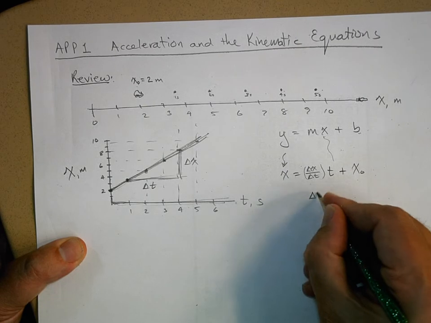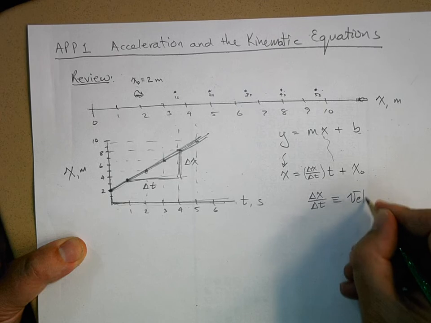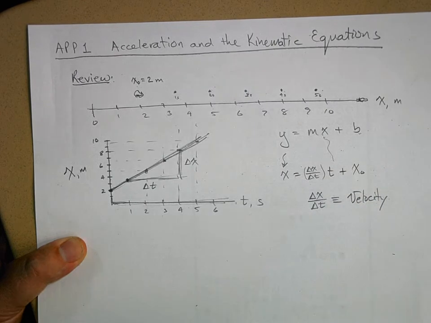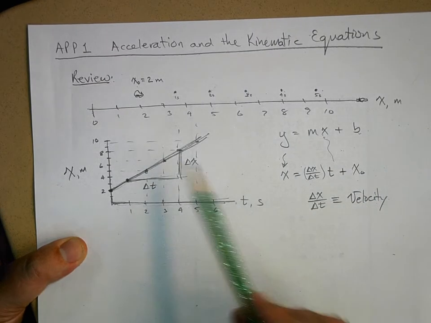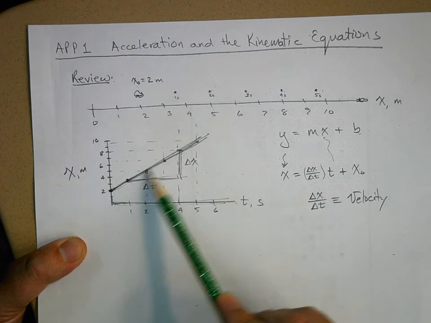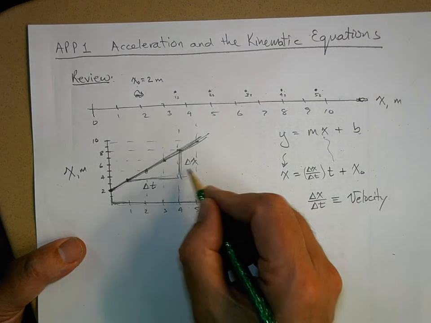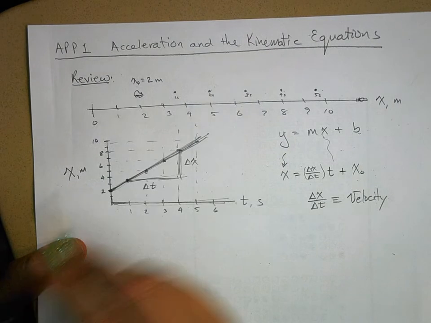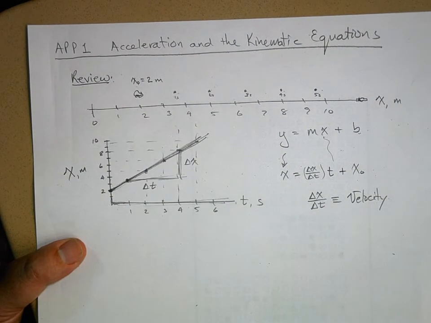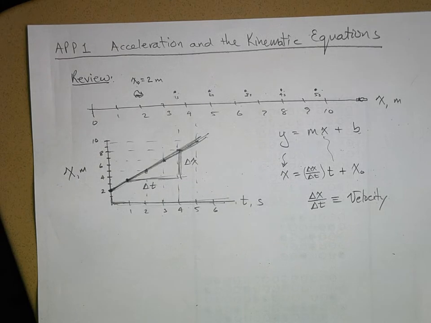Now we said that delta x over delta t, by definition, is velocity, or average velocity. But in this case, since the velocity is a constant, the instantaneous velocity and the average velocity are the same number. What is it here? Well, every second it looks like we're moving 1.5 meters. In this example, so these are really fast cars, 1.5 meters per second.